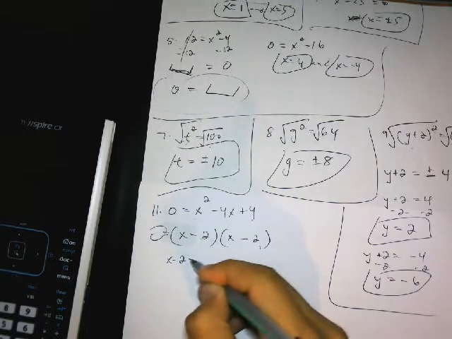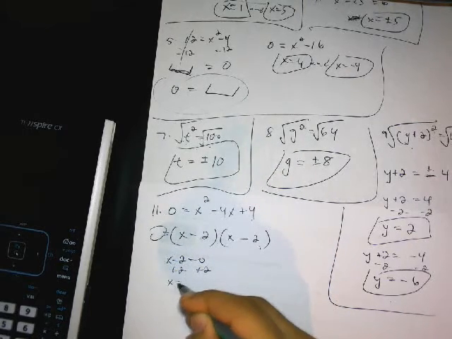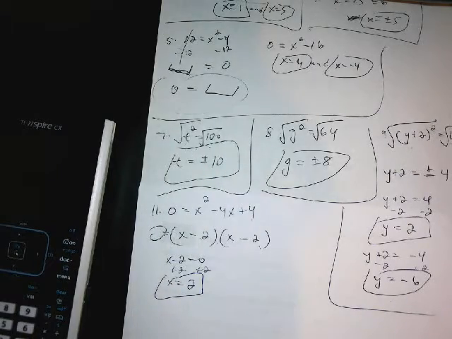So here I have to solve x minus 2 is equal to 0. So we add 2 to both sides, and that leaves us with x is equal to positive 2.